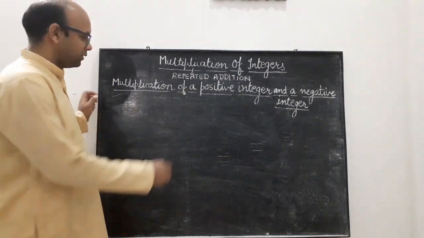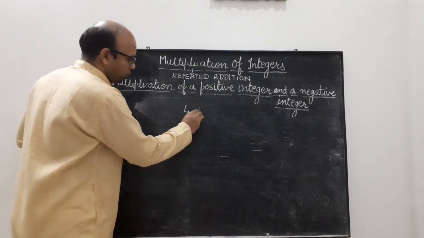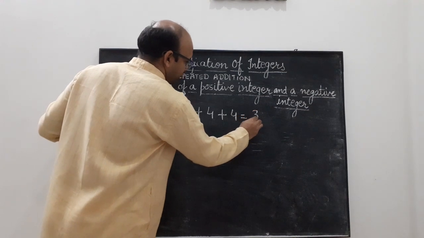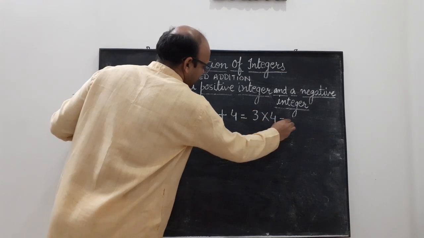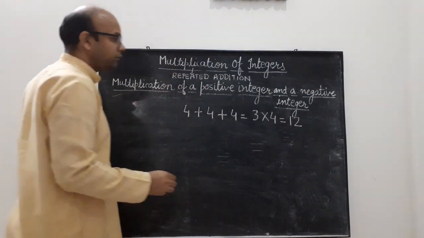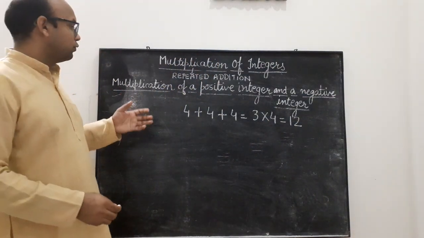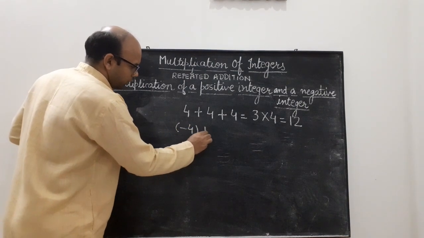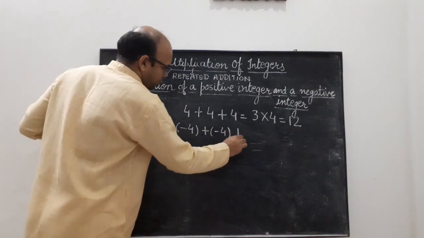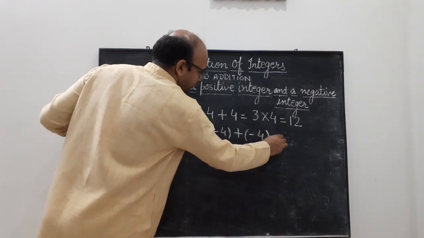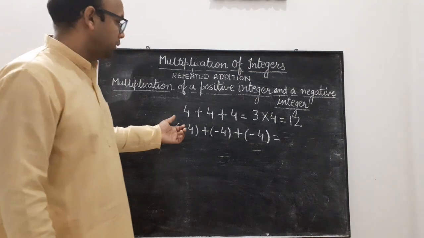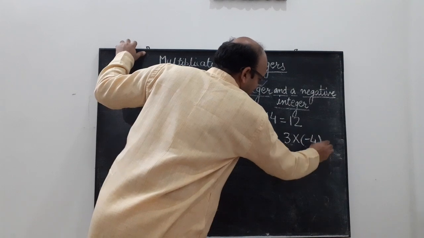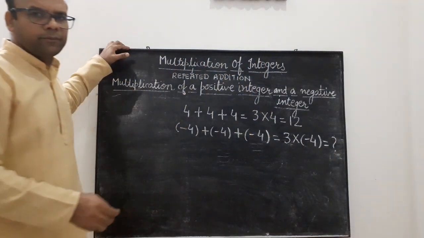In the previous class we have studied that 4 plus 4 plus 4 is nothing else but 3 times 4, and the result is 12. Now the question which arises is, what will happen if I add minus 4 three times? We can write this as 3 cross minus 4, but then what will be the outcome?